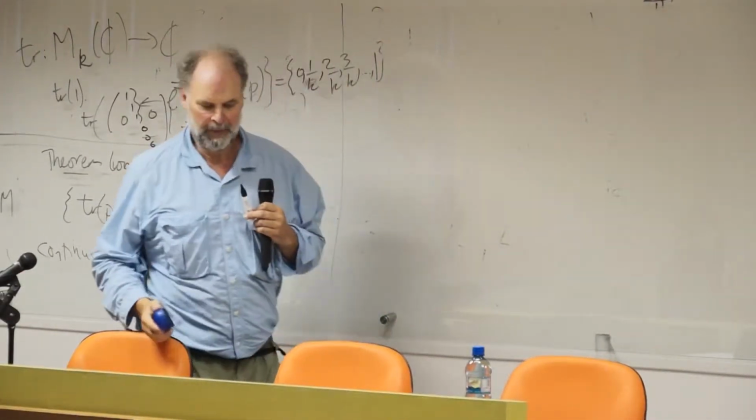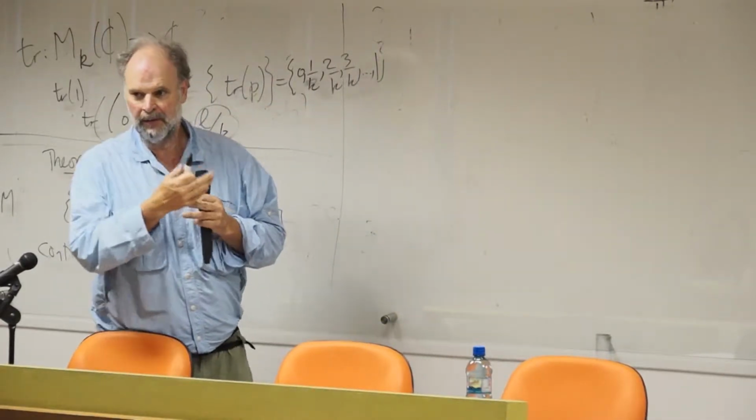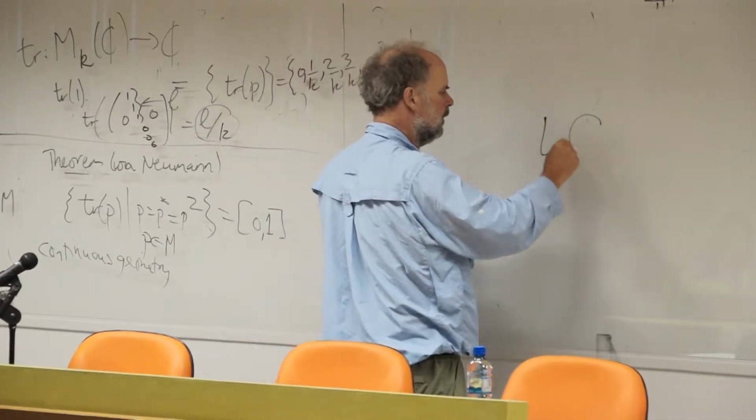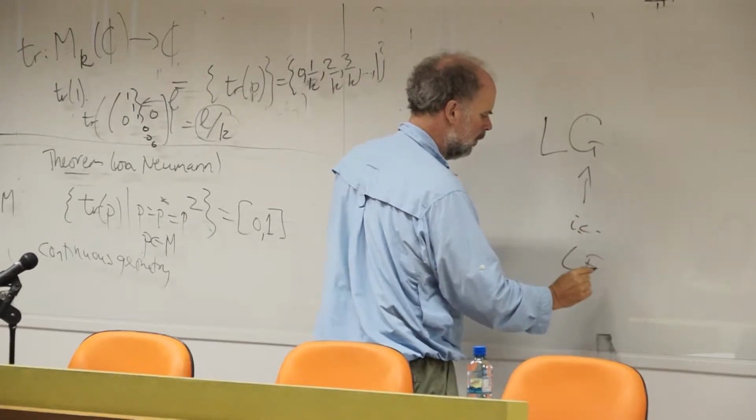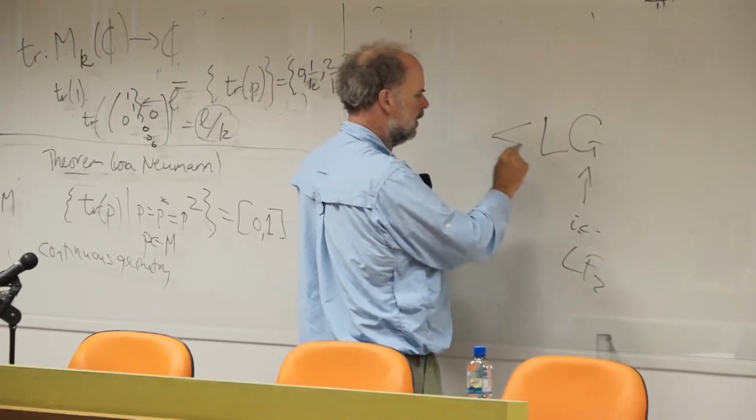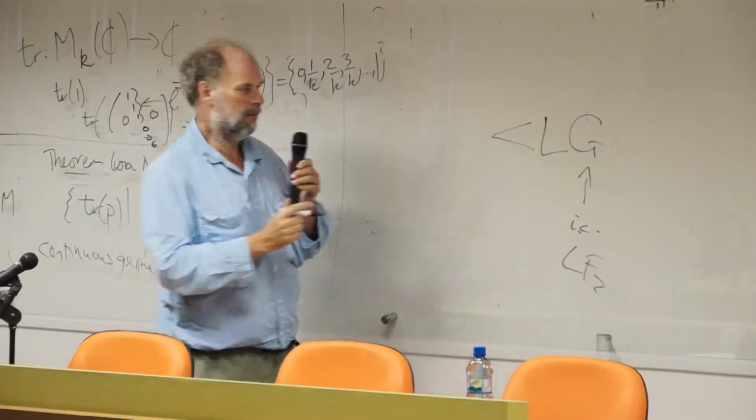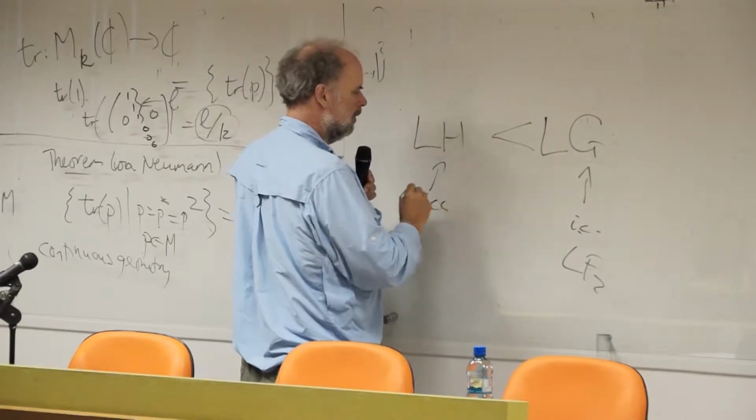So we don't have any subfactors yet, do we? Examples, but you know they're sitting right in front of us. We know a 2-1 factor would be, say, L of G. This is ICC, so think L of F2. So how could you get a subfactor? Just take a subgroup, right? So if we take L of H, and this is also ICC, then we've got a subfactor.